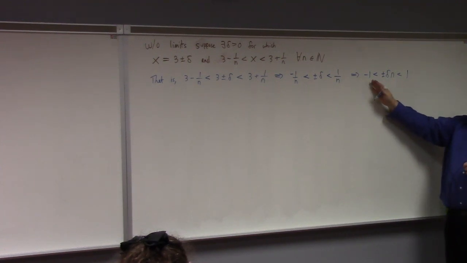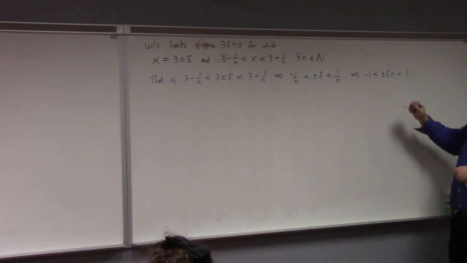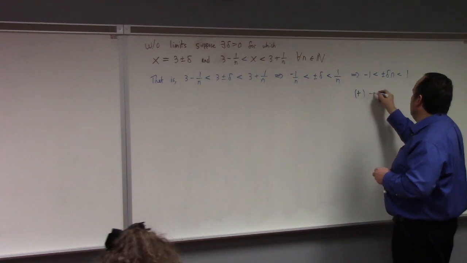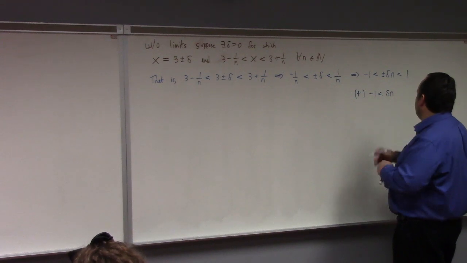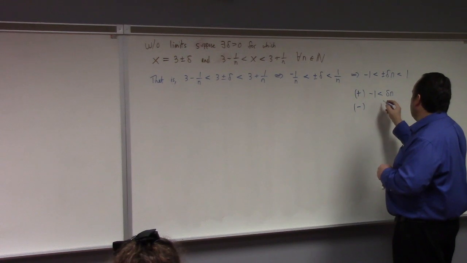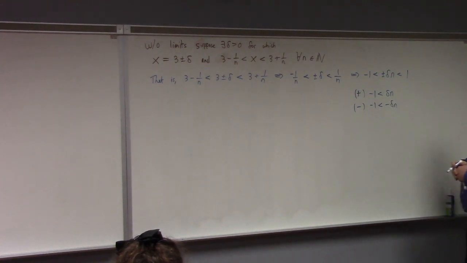We can't have a number that is between, let's see here, how can I say this? So maybe we have to break this up into the plus case. So like the plus case, right? We have minus 1 is less than delta n. I guess that's not a problem, right? But how about the minus? We'd have minus 1 is less than minus delta n. Which would then tell me, I don't know, maybe this isn't a problem.